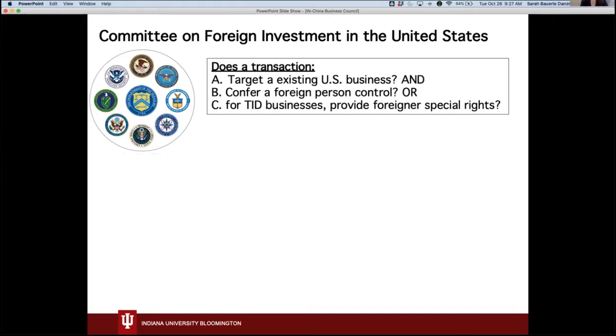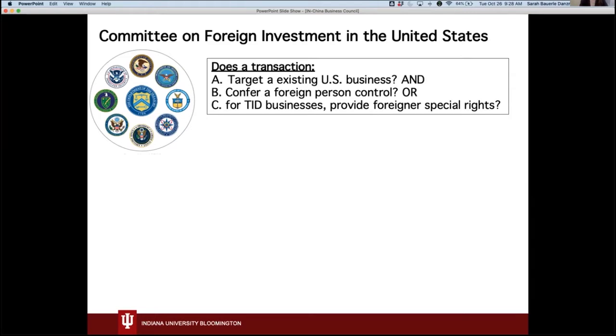So the committee is tasked with reviewing covered transactions for possible national security risks. So CFIUS can only intercede in an investment if they find a national security risk that arises from the transaction. It is not a screen for economic concerns or competition concerns, etc. A transaction is covered if it targets a US business, and the transaction, if concluded, would provide a foreign person with control over the US business.